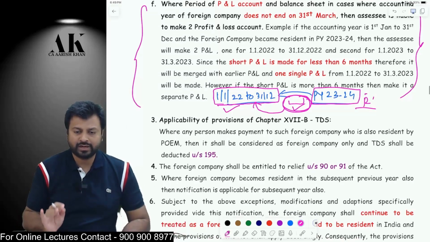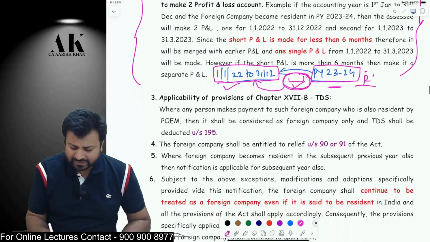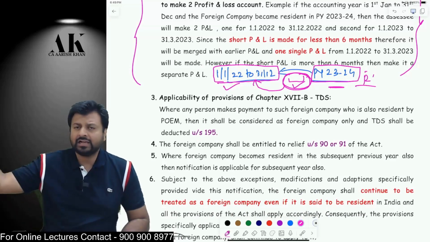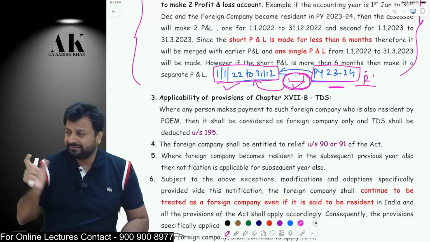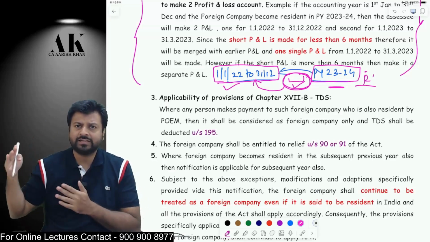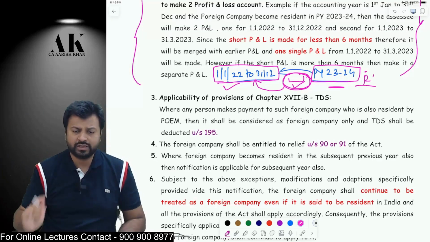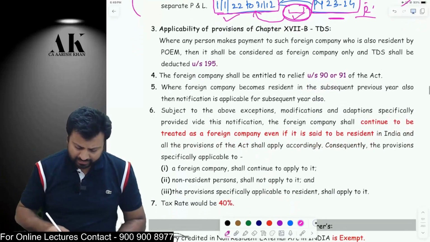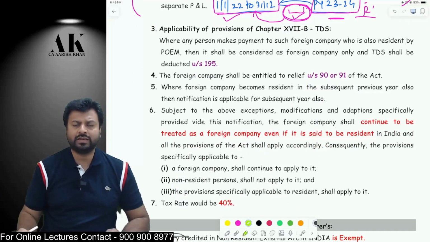I hope it is clear to all of you. You just have to see that whichever year you have become resident, see the last financial year of that country. And if the in-between period is more than 6 months, then it is an independent financial year. If it is less than 6 months, you have to club it with the last financial year. I hope it is clear to all of you. Now, let's move on to the next few aspects which are also very important. This one has been asked in examination once upon a time.